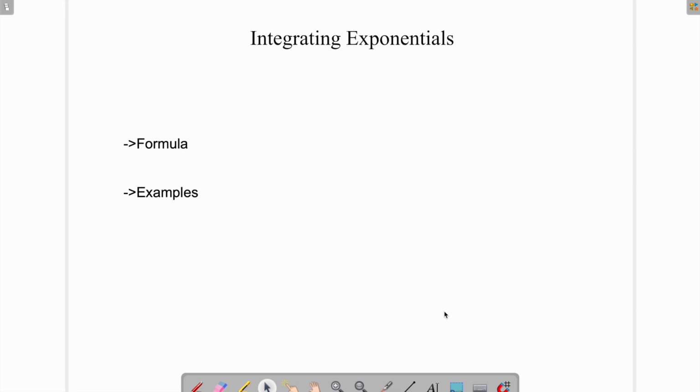Today, we're going to be talking about integrating exponential functions. Today's video will be quite short. We're just going to provide a bit of a formula and some examples. This formula is based off the previous introduction to integration video. So if you haven't watched that, I would highly recommend watching it before this, just to provide more background and understanding.